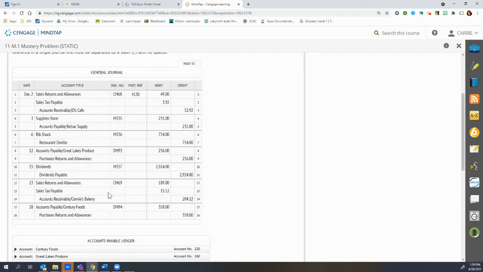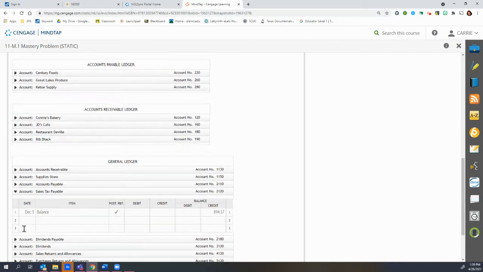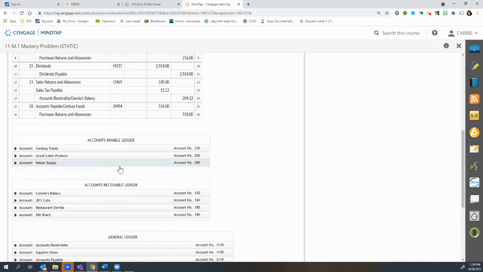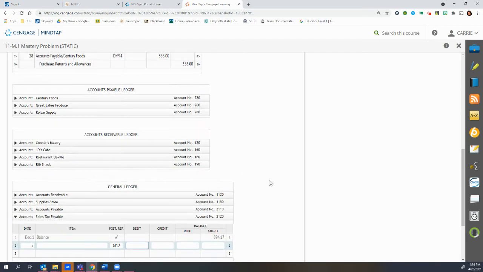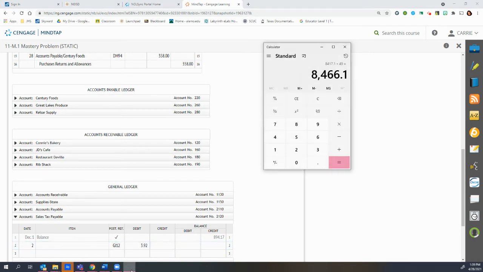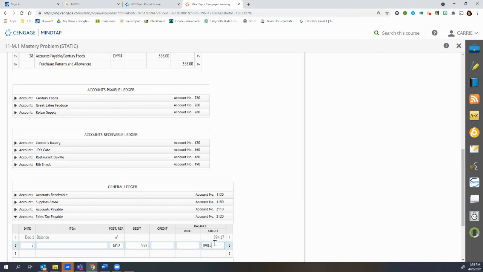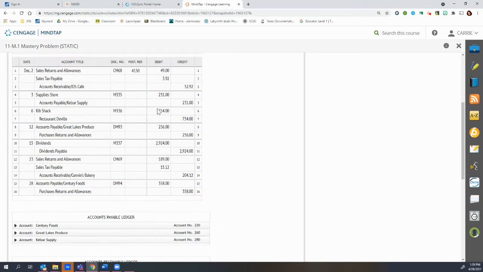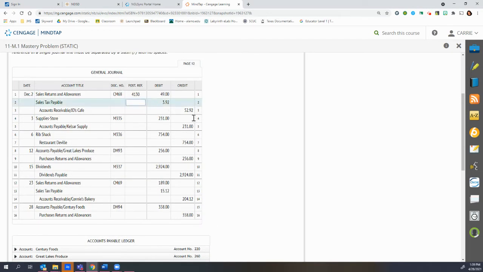This is on the 2nd. It's a debit for $3.92. See, we have a credit balance, so then we have to subtract it, right? Because we have a debit balance and we have a credit, so it's subtracted. 890.25. Then I take this account number 2120 and I stick it right here.